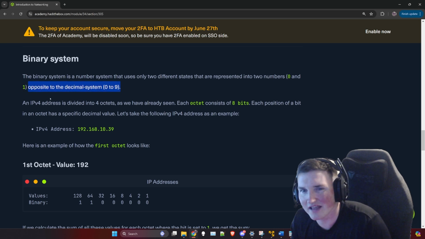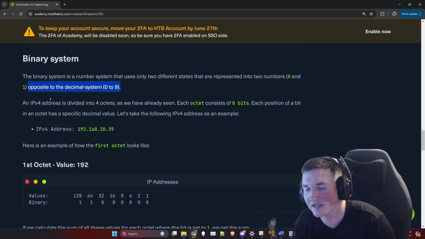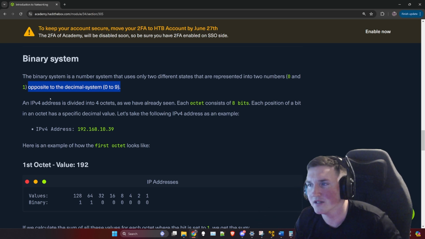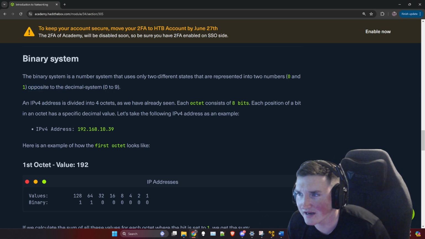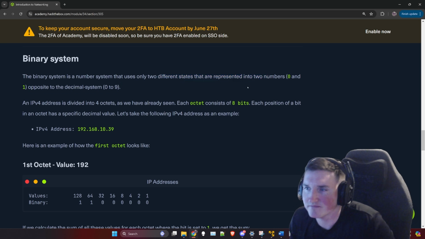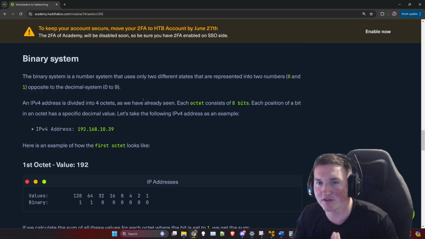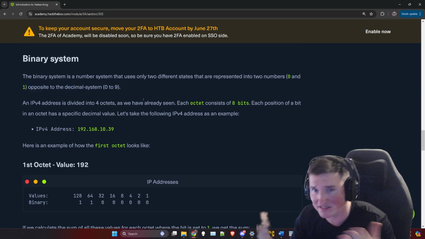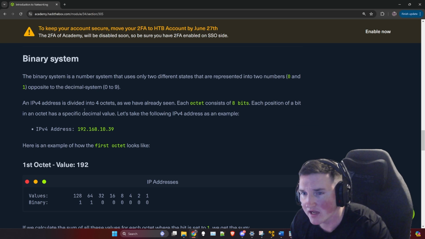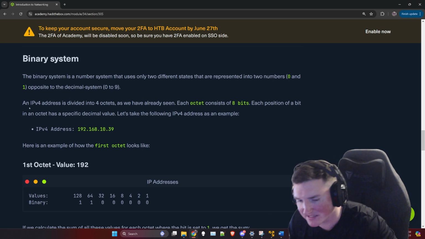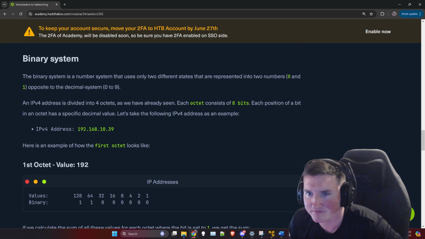This is the type of stuff that Hack The Box does that I don't know why they do. They just put stuff in here that confuses people. All you have to do is say it's binary. It represents two numbers, 0 and 1. But instead they say it's opposite to the decimal system that's 0 through 9. How does that help them understand? You're confusing people by adding extra stuff that doesn't add value for anybody. So that's why you see me skim and skip a lot of this stuff.